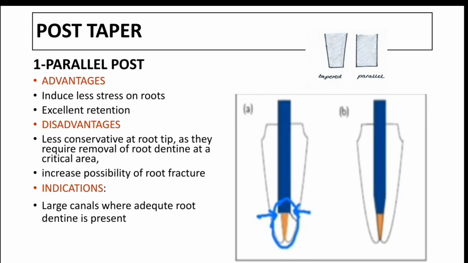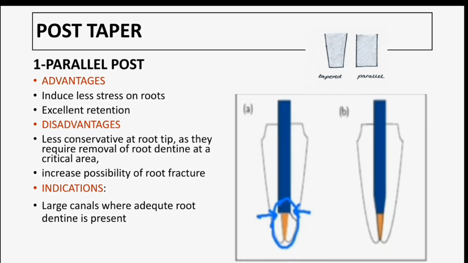Like in picture A, you can see it is less conservative at the root tip. Why? Because it requires removal of root dentine at the critical area, and thus there are more chances of root fracture. So they are indicated in large canals where adequate root dentine is present. In picture B, this is not a parallel post but a parallel tapered post, and it is good.